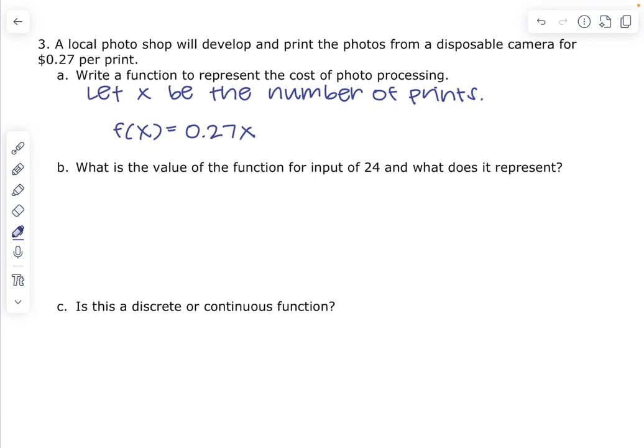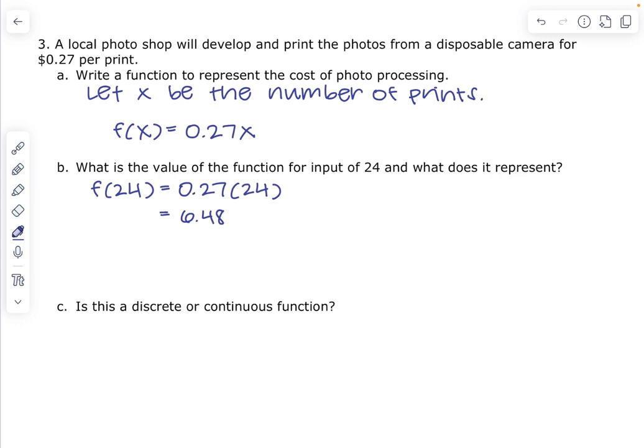Part B asks, what is the value of the function for input of 24 and what does it represent? So first let's do the math. We would like to find f of 24, which means in place of x on this side of the equation, we're going to write 24. So I have 0.27 times 24. Plug that into your calculator and you should get 6.48 out.